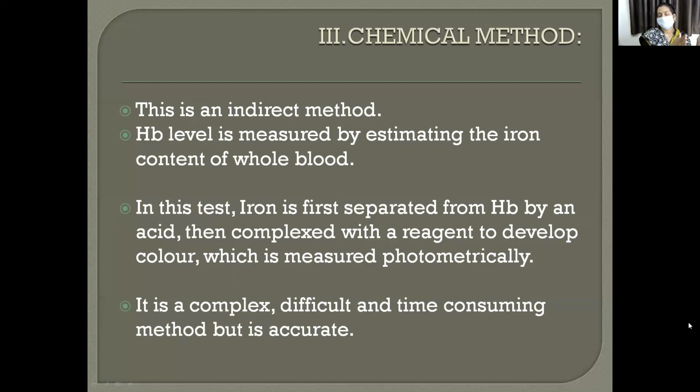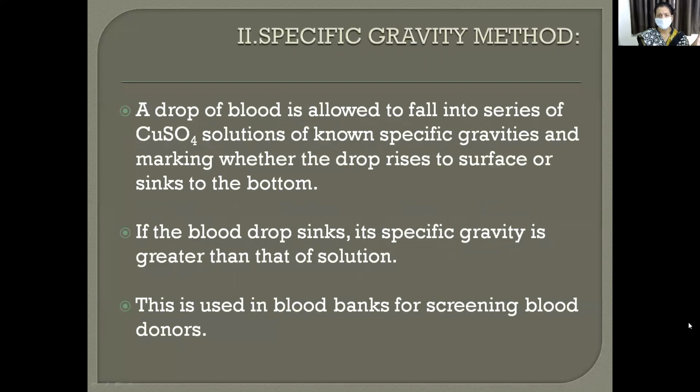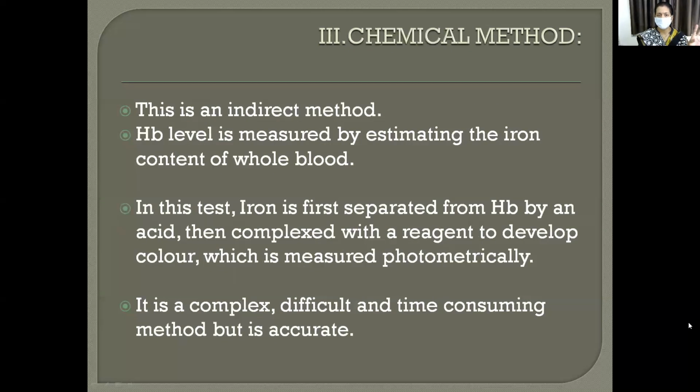So the first method is the colorimetric method. In that we have seen 5 types: the Tallqvist, Sahli's, alkaline hematin method, the Haldane method and the photoelectric cyanmethaemoglobin method. The second type is specific gravity, for mass reading in blood banks. The third one is the chemical method, which is an indirect method. In this, we measure the iron. That's how we get the hemoglobin estimation.